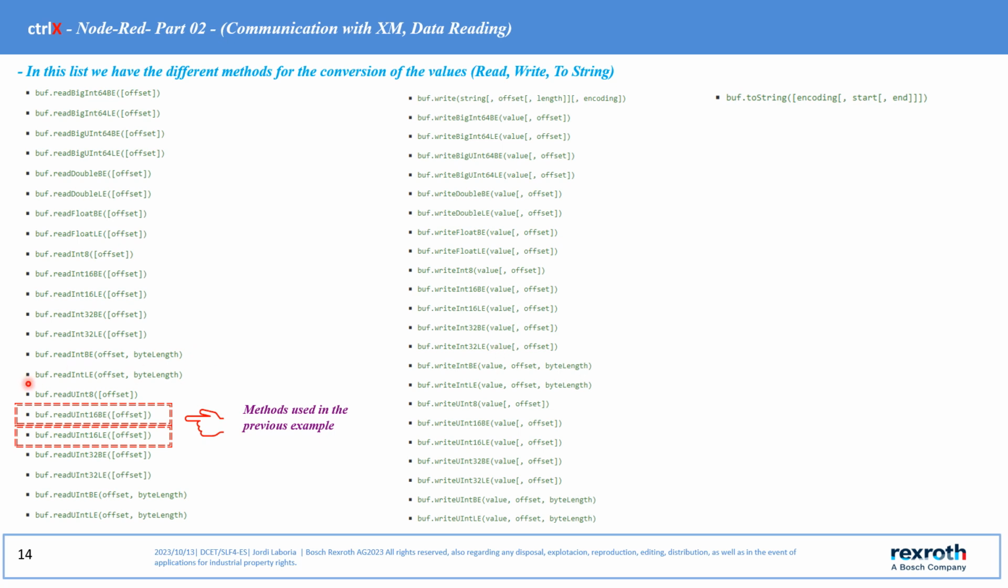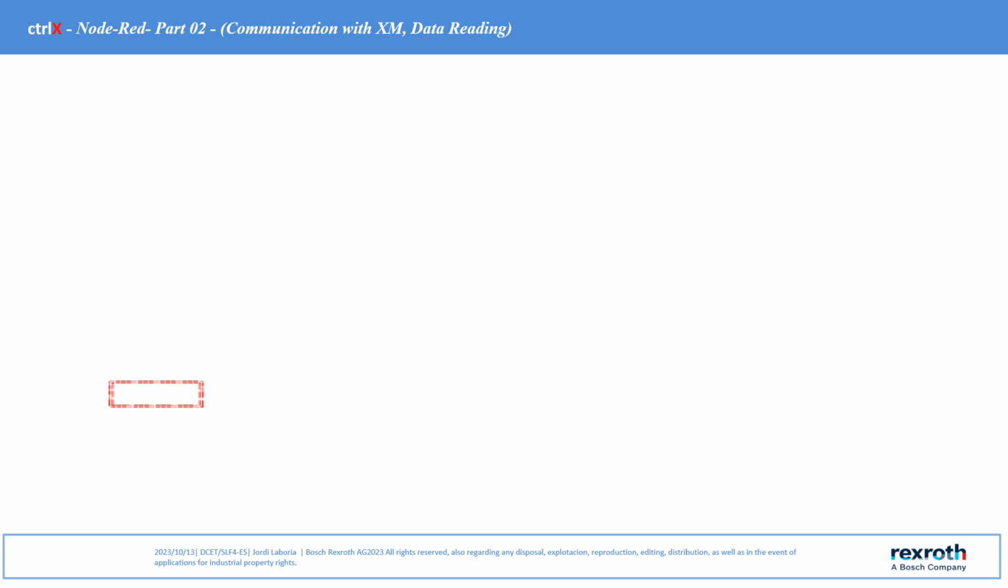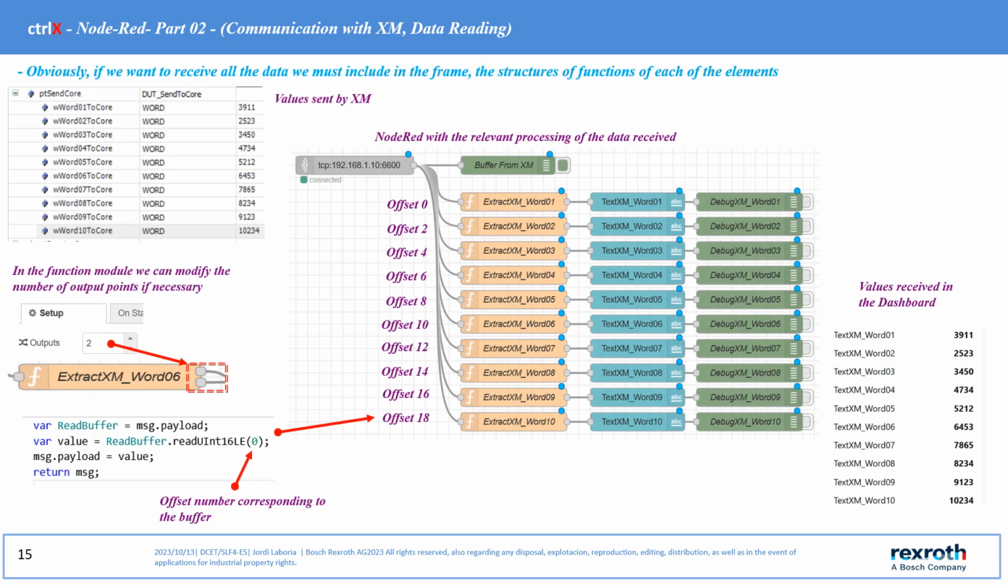Here we can see a list of the different conversion methods, including those used in the previous example. Obviously, if we want to receive all the data, we must include the structure for each of the offsets, taking into account that this will be assigned 2 by 2. In the output modules, we can modify the number of outputs if this is necessary.